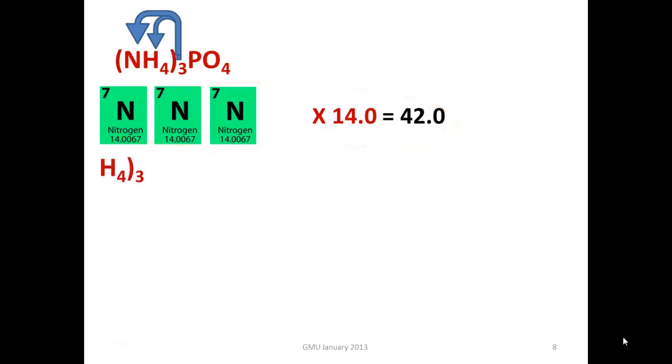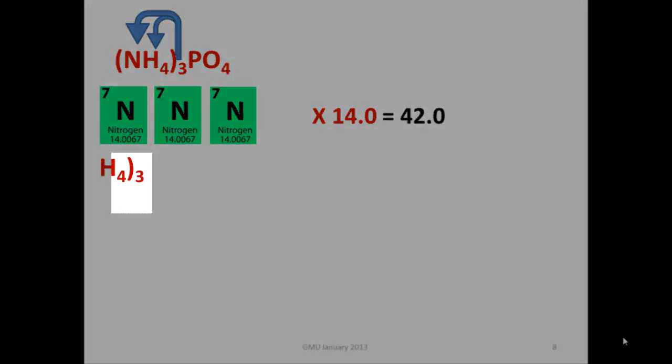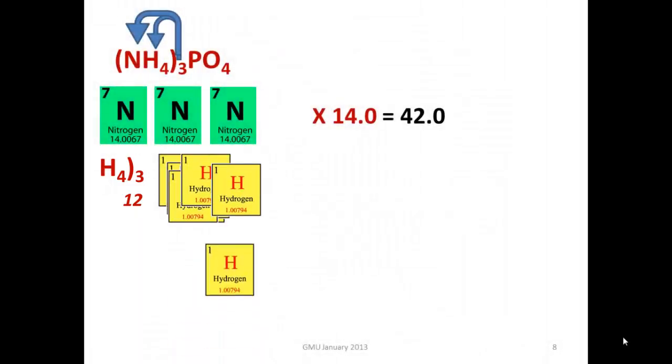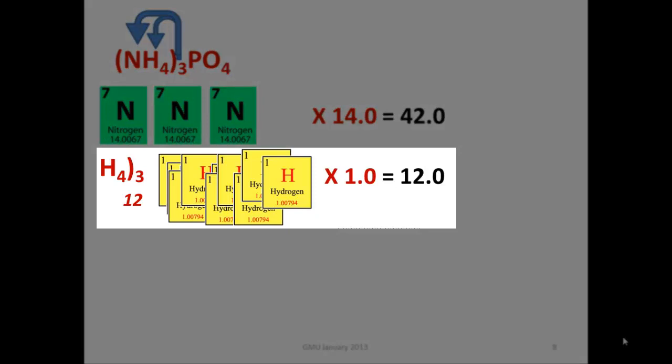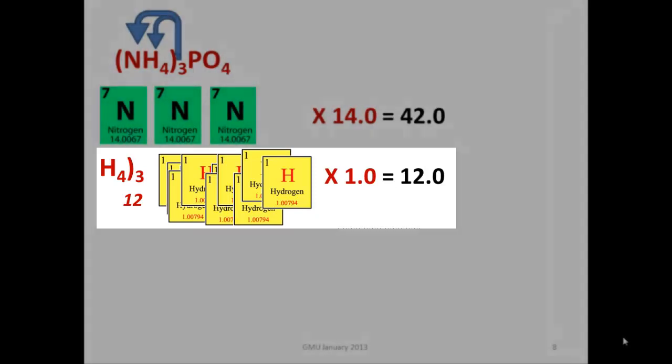Next, let's take a look at the H's. Well, when the 3 distributes to the H with a 4, you multiply 3 times 4, and it tells you have 12 H's. That's a lot of H's. 12 times 1 is 12, so the H accounts for 12 grams.